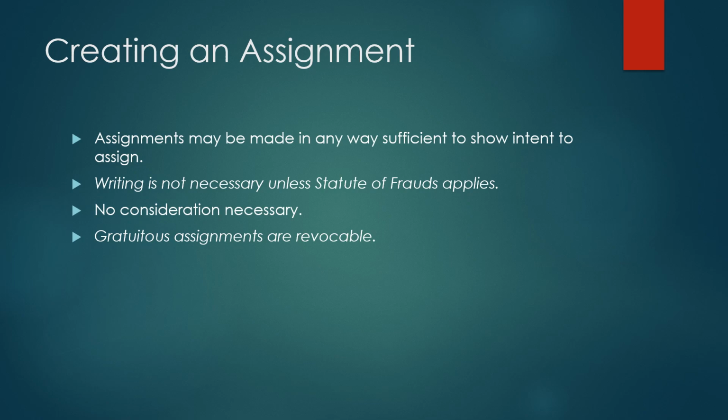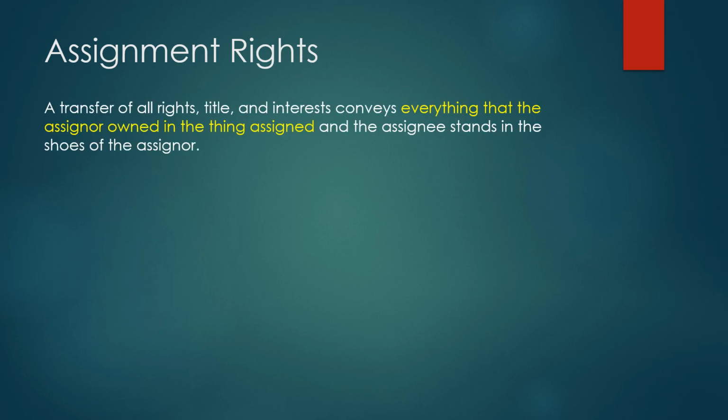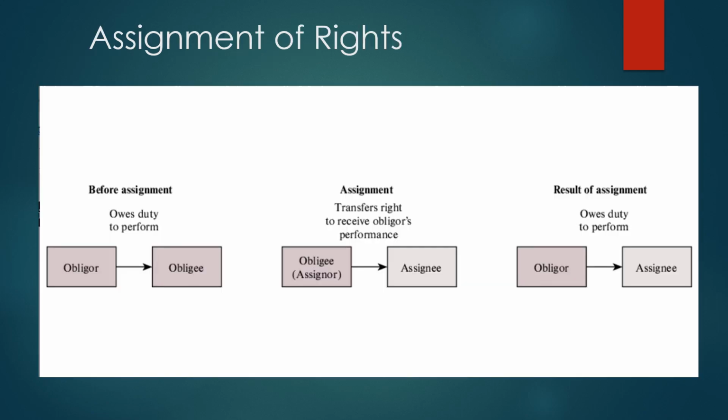Okay. So when we look at assignment of rights, I'm transferring all my rights, title, and interest that I have available to me under my contract. And you basically stand in the shoes as the person who's going to reap the rewards of that assignment. We have an obligor in an original contract who has to perform. They have a duty to perform to an obligee. That is, maybe they have to pay money. Maybe they have to perform a service.